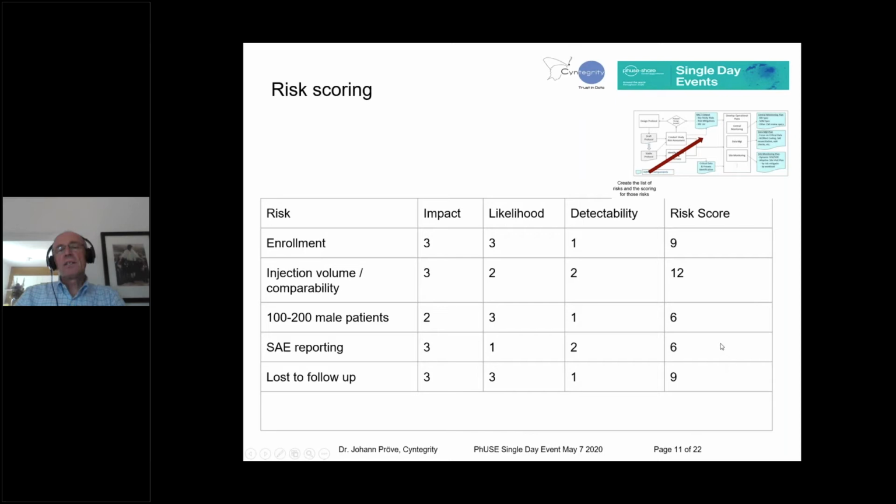Now, the risk score does not necessarily mean that the higher the number, the greater the risk. It could be that the impact is really huge, but the likelihood is low and the detectability is without any problems. And still you may want to assess that risk because it is too important for the study, and you don't want to take a chance that a particular one, like the 100 to 200 male patients required, is being missed in the study.